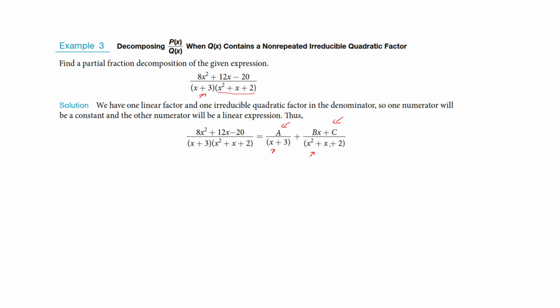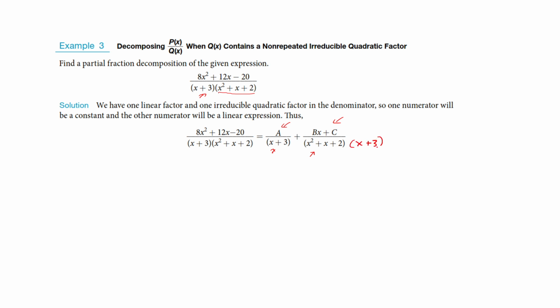Here we have x squared plus x plus 2. It is a quadratic factor, can't be reduced. So the top here is going to be linear. It's going to be 1 degree less than what we were dealing with. So Bx plus C, that's 1 degree less. Now after that, it actually turns out to follow the exact same process.